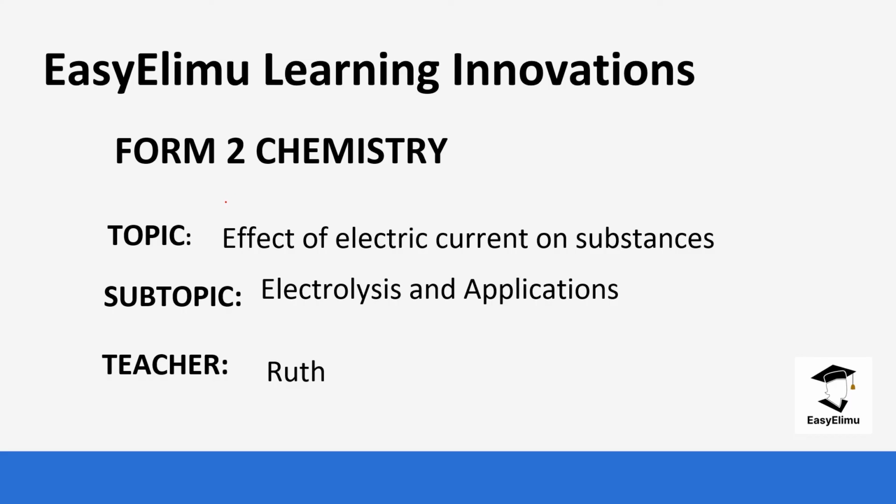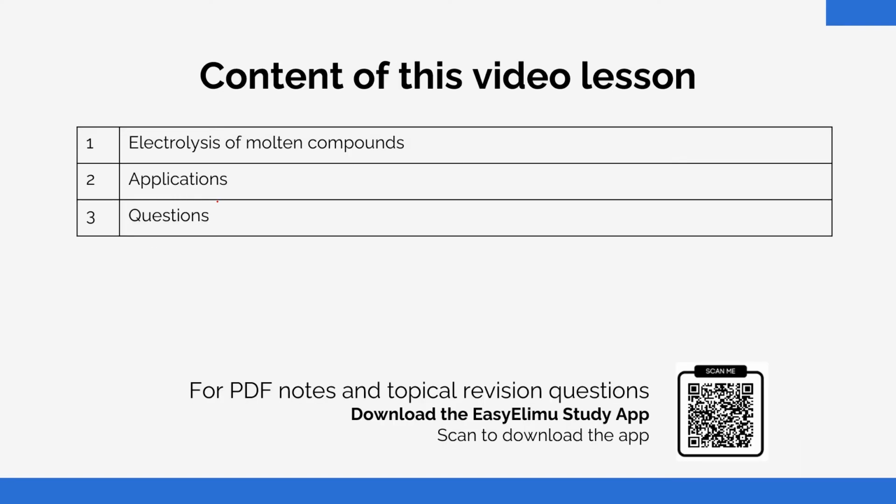My name is Ruth, and today we are going to be looking at the topic of effects of electric current on substances, and we are just finishing up on this topic. So today we are going to look at electrolysis of molten compounds, and then we are going also to discuss some of the applications of electrolysis, and then we will tackle a few questions and end the session.